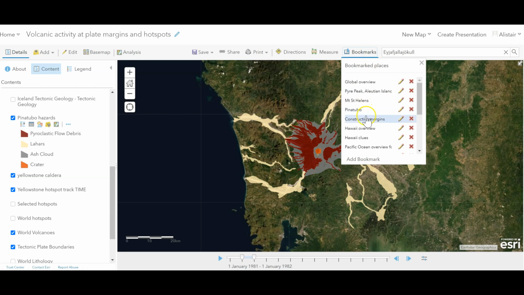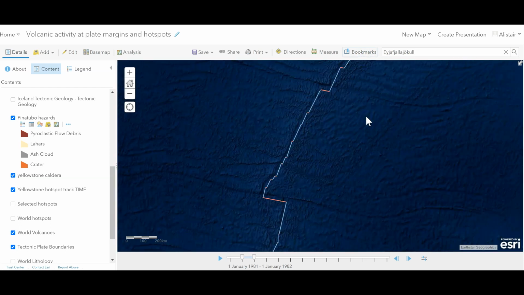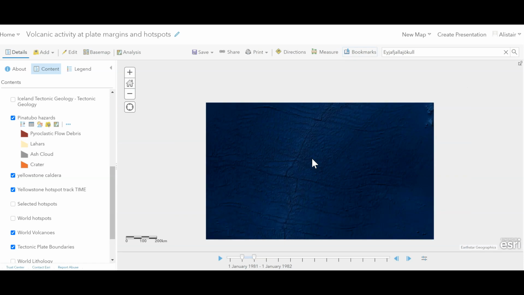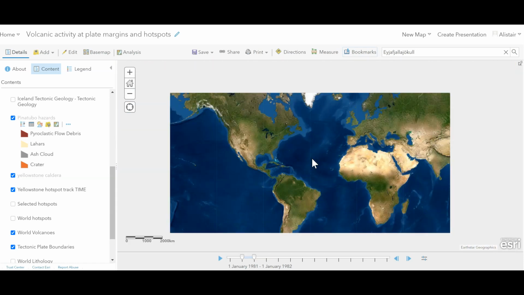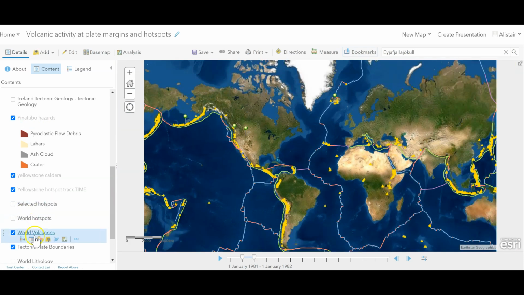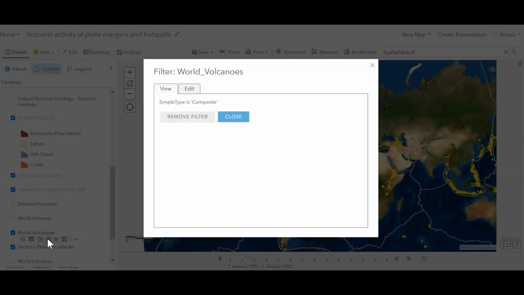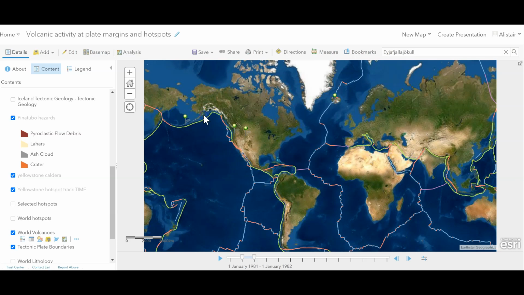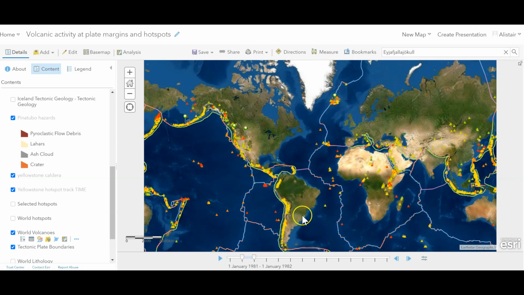Okay, so that's our destructive plate margins, where you get your composite volcanoes. Let's go and take a look at your constructive plate margins. We'll zoom out a little bit here so we can see where we are, and then you go back down to the world volcanoes, and I'm going to remove the filter. And so we've got all the volcanoes on again.